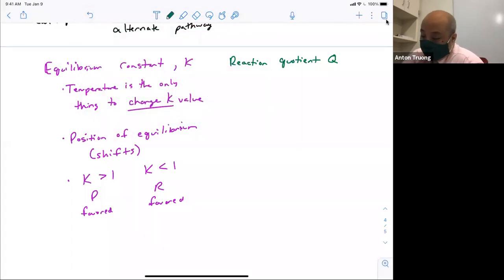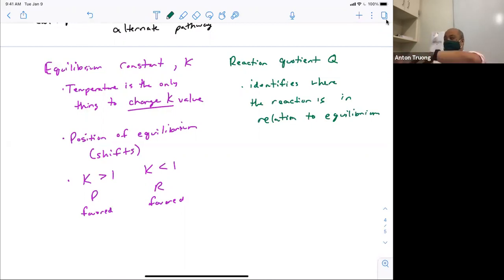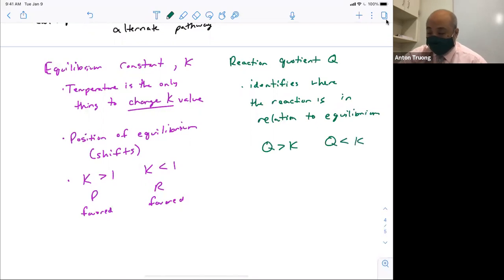The reaction quotient identifies where the reaction is in relation to equilibrium. So Q is a non-equilibrium calculation of the same value, and it gives you an idea of what you have to do to shift to reach equilibrium. So Q you compare to K.